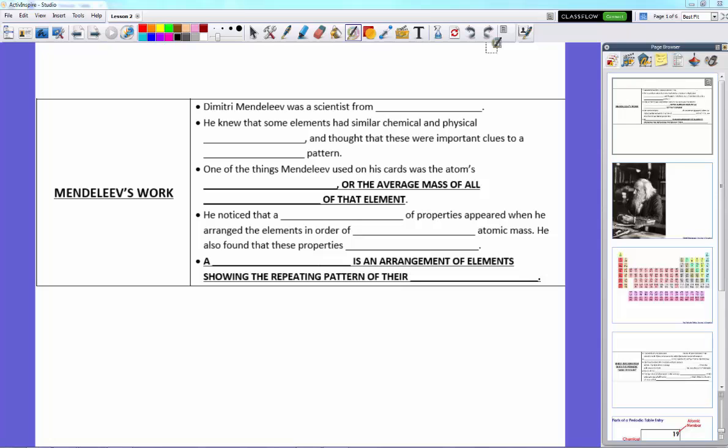The last lesson we talked about the history of the atomic model and the parts of an atom according to our modern theory. Today we're going to talk about the periodic table, and it's another history lesson just for part of the time. And it's just a basic guide to the periodic table.